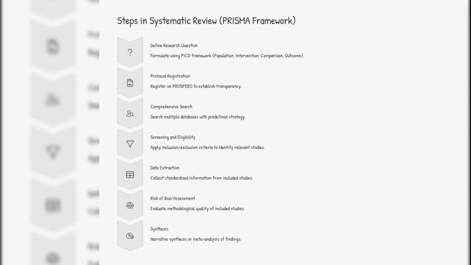Know the steps in systematic review. Start with a clear PICO question. Register your protocol to PROSPERO. Search multiple databases. Apply inclusion criteria, extract data, assess bias, and synthesize results. Follow PRISMA, and you're on track to produce gold standard science.